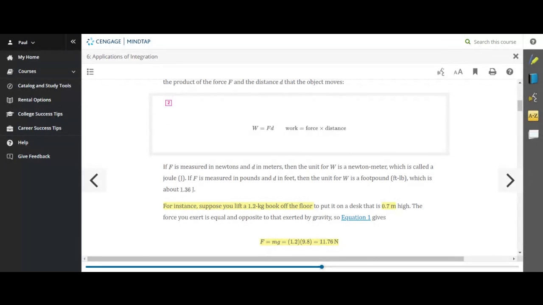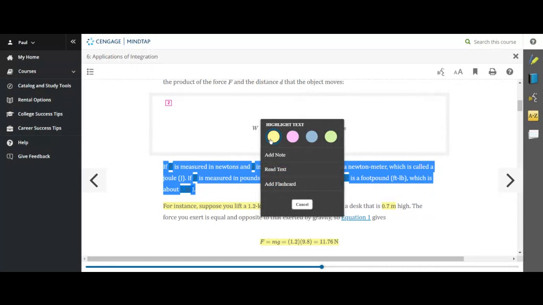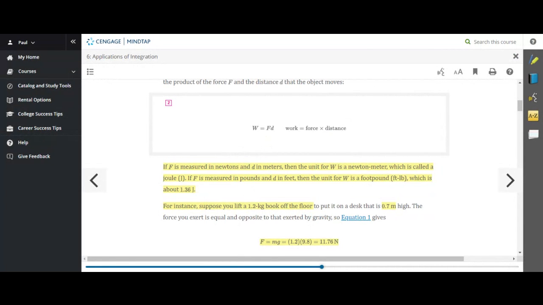So if force is measured in newtons and distance in meters, then the unit for work is the Newton meter, which is called the joule. Work can be in joules. However, if force is measured in pounds and distance in feet, then the unit for work is foot-pounds. So for units of work, you have joules and you have foot-pounds.